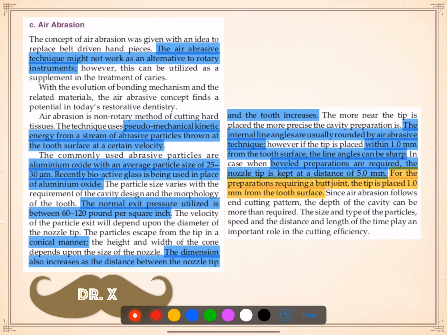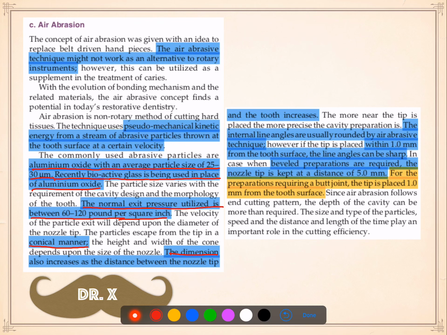Next, a few important things about air abrasion. I hope you're very good at this. Basically, you can go through the underlying stuff. The important things are the material that is used, that is aluminum oxide, and the particle size is 25 to 30 microns. But recently they have tried bioglass in place of aluminum oxide, and the normal exit pressure is 60 to 120 pounds per square inch in a conical manner.